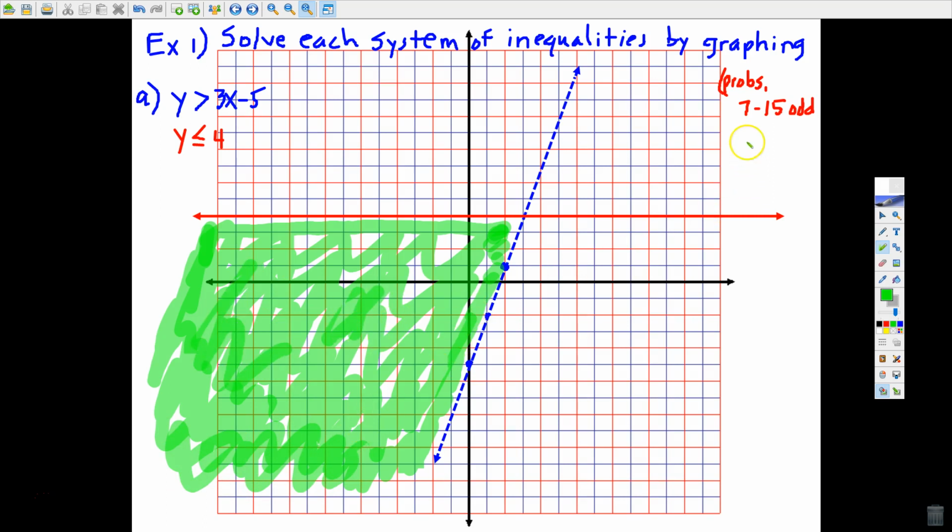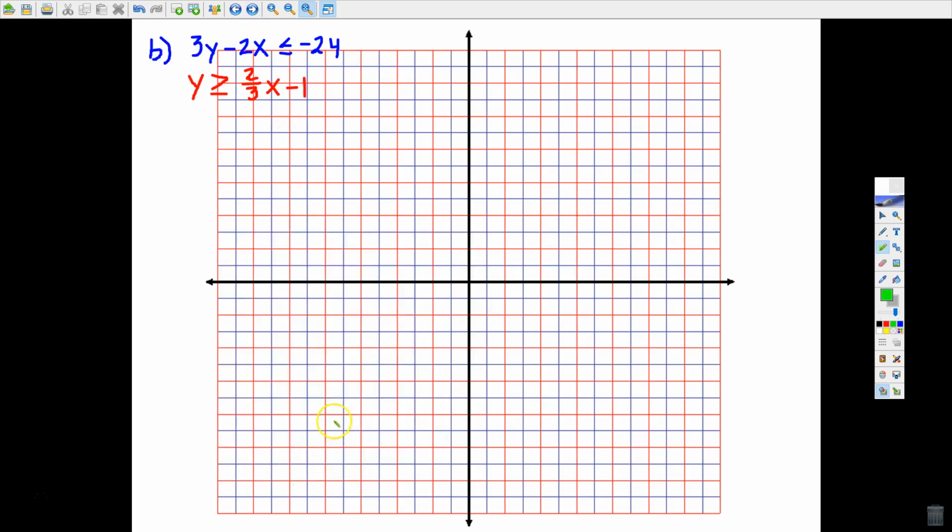Okay, so that's what you're going to do on 7 through 15 odd. So let's do another example of this real fast. We know to go ahead and solve for y. So solving for y, we get 3y is less than or equal to 2x minus 24. And then dividing by 3, you get y is less than or equal to 2/3 x minus 8.